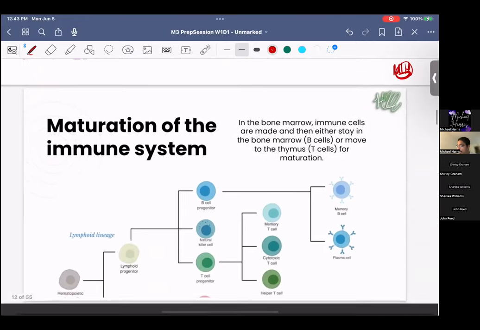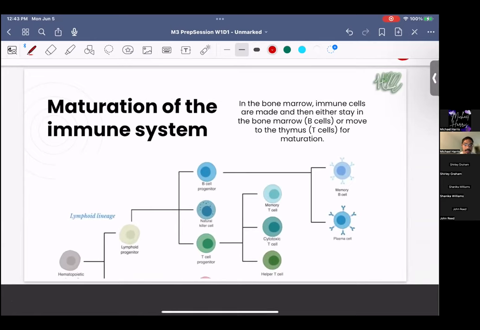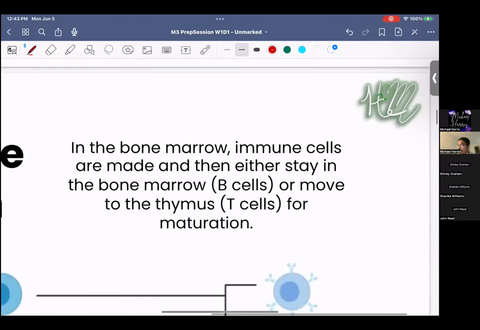All right, let's keep going. Now, we've already talked about these guys, so I'm not really going to harp too much more on this other than where they're made. B cells are made in the bone marrow, right? T cells are also made in the bone marrow. B cells not only are made in the bone marrow, but they also mature in the bone marrow, while T cells are made in the bone marrow and they mature in the thymus.